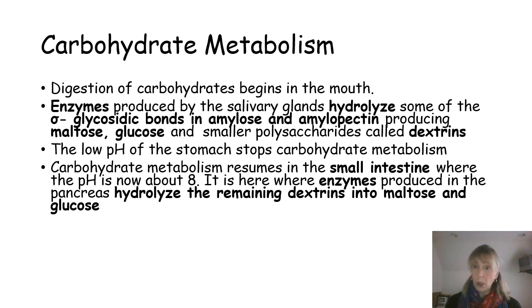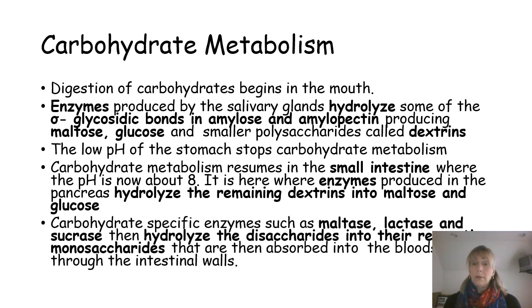It resumes in the small intestine, because the pH is now a little bit higher, slightly basic at about 8. In the small intestine, enzymes produced in the pancreas do a whole lot more hydrolyzing, breaking down these alpha glycosidic bonds, the 1,4 and 1,6. They hydrolyze the remaining dextrins into maltose and glucose.